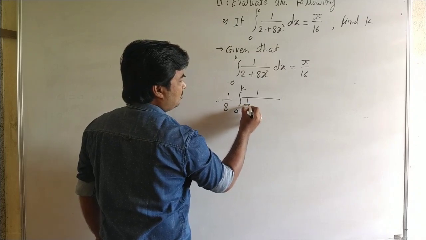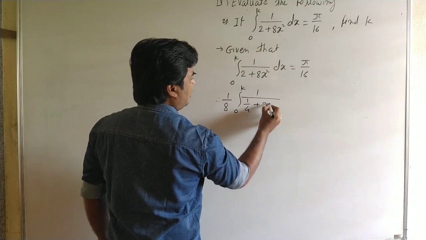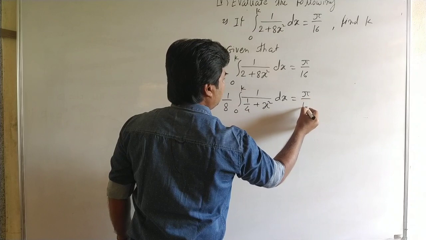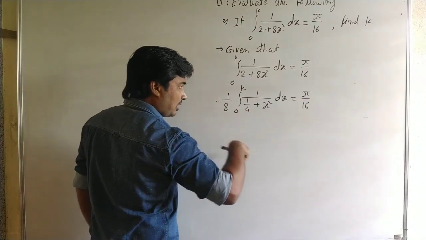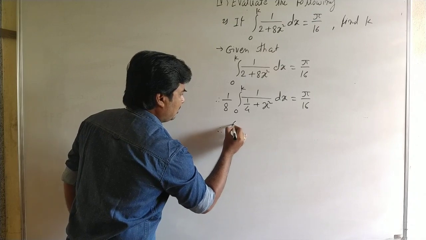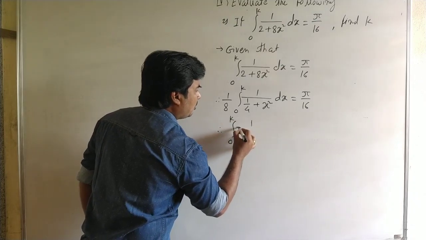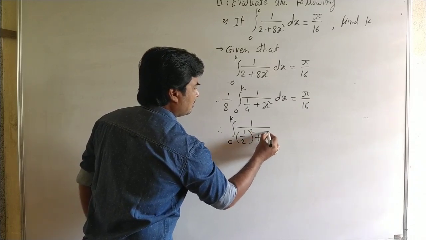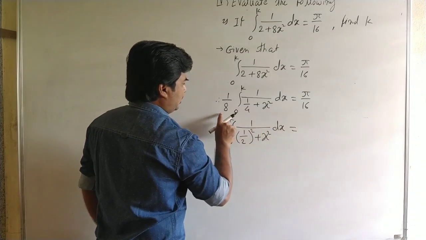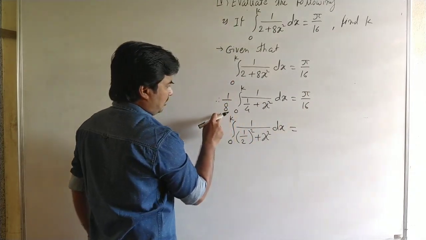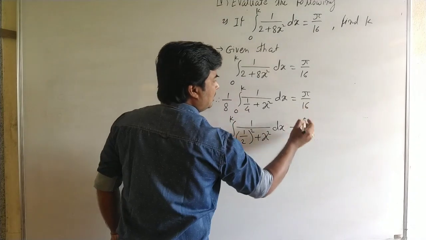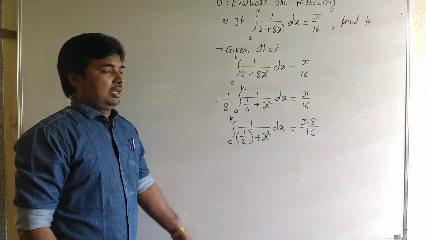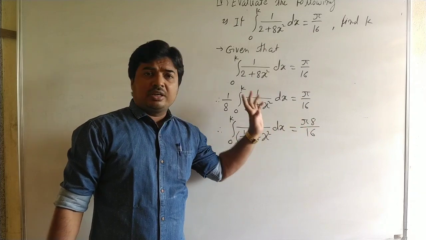Okay, 2 by 8 means 1 by 4 plus x square dx, and this is pi by 16. Now here this 8 we can write in the form of this. Therefore integral 0 to k of 1 upon (1 by 2) square plus x square dx is equal to, this 8 we can write in the multiple, here it is 1 by 8, 8 in the denominator. In the RHS we can write it is pi by 8 upon 16. Okay, here 8 gets cancelled, directly you can write it is pi by 2.